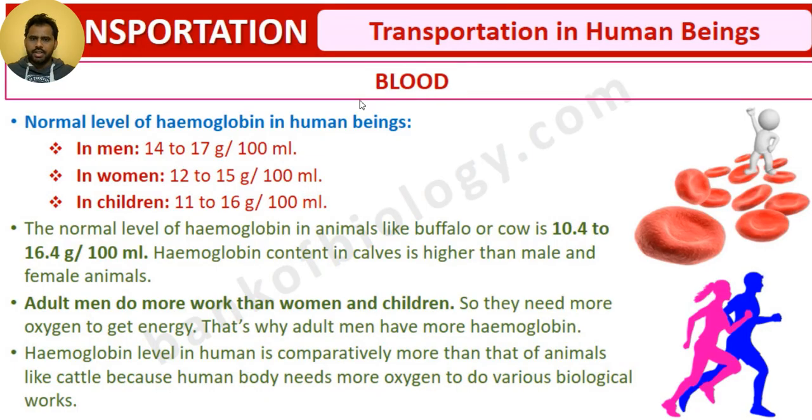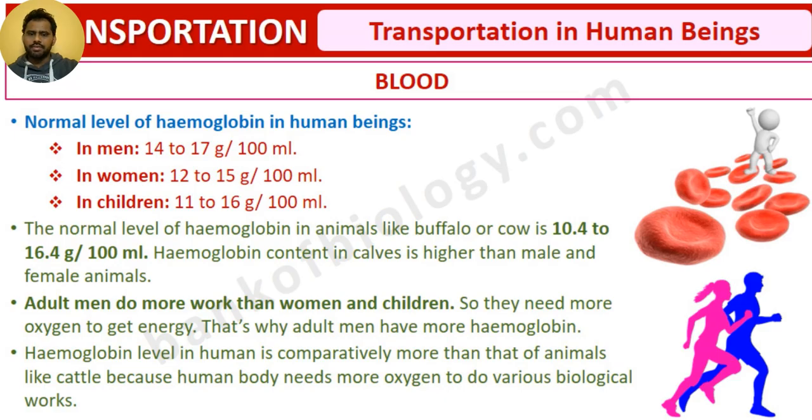Now let's see what is blood. Normal level of hemoglobin in human beings. In men, it should be between 14 to 17 gram per 100 ml. In women, it should be 12 to 15 gram per 100 ml. Children, it should be 11 to 16 gram per 100 ml. Normal level of hemoglobin in animals like buffalo or cow is 10.4 to 16.4 gram per 100 ml.